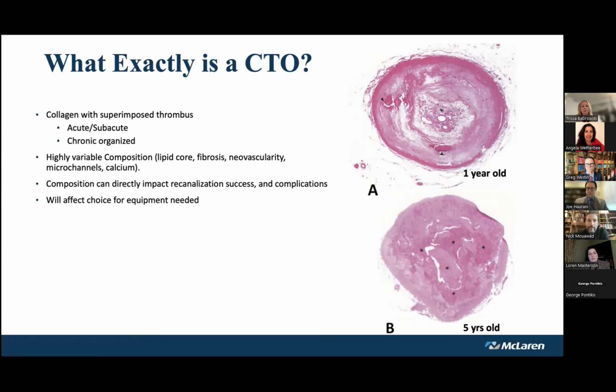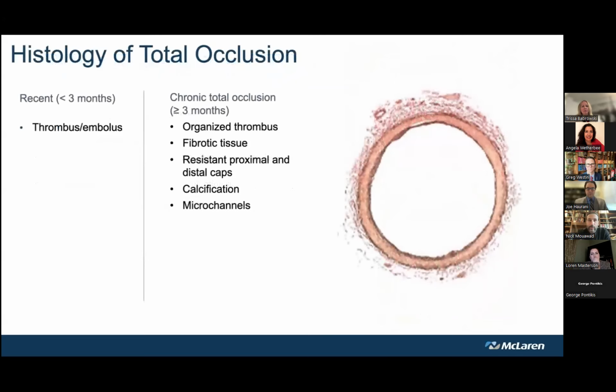A CTO itself can be subacute, acute, or chronic, and the composition is very, very variable. And it will really affect the type of choice of equipment that you need and the time that you want to spend on it. We know that more acute is thrombus or embolic in nature, but the longer it's been present, which tends to be more of the patients we see with CLTI or advanced PAD, it can be rather fibrotic, high level of collagen, resistant to crossing, and particularly calcification, as I actually had to deal with a little bit today.